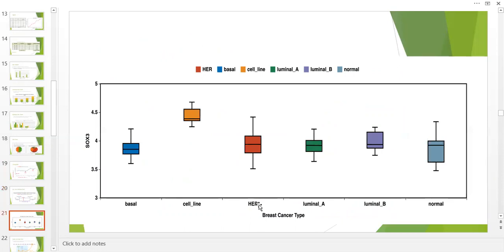Box and whisker plots are useful in studying the distribution of data between different sets. For example, this is a study of breast cancer type, and they are seeing the SOX3, which is the gene expression. So they have plotted gene expression in different types of breast cancer. So we can compare the data sets, the minimum value, maximum, median of the data, and first quartile and the fourth quartile.